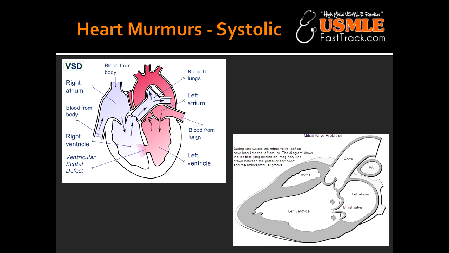Heart murmurs, ventricular septal defect. Describe the murmur caused by ventricular septal defect. Ventricular septal defect causes a holosystolic harsh-sounding murmur which is loudest at the tricuspid area, and the murmur's intensity is increased with the handgrip maneuver due to increased afterload.